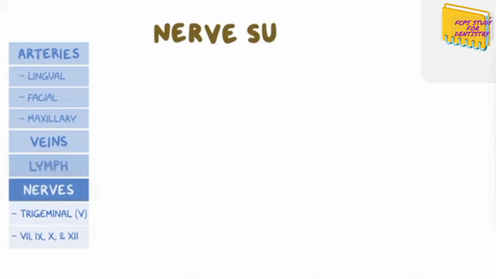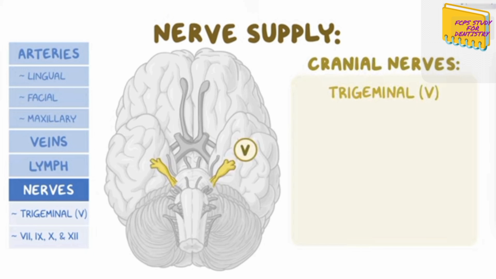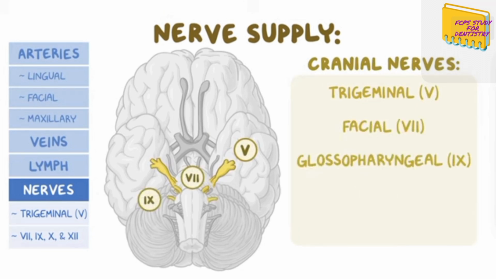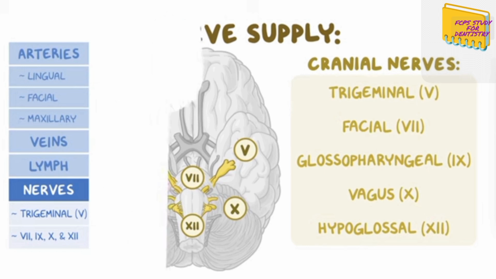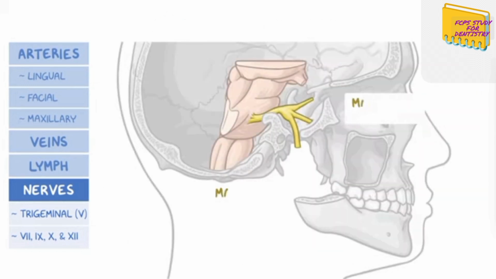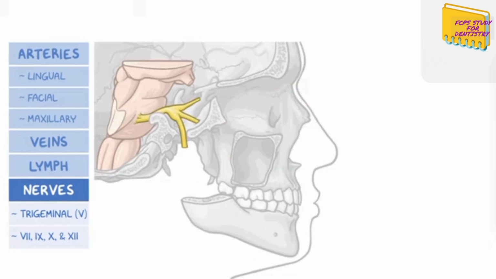Now, the oral cavity's nerve supply is derived from a bunch of cranial nerves, namely the trigeminal nerve, facial nerve, glossopharyngeal nerve, vagus nerve, and the hypoglossal nerve, and a small portion of the spinal accessory nerve. The maxillary and mandibular divisions of the trigeminal nerve supply most of the oral cavity. Let's take a brief look at their branches.